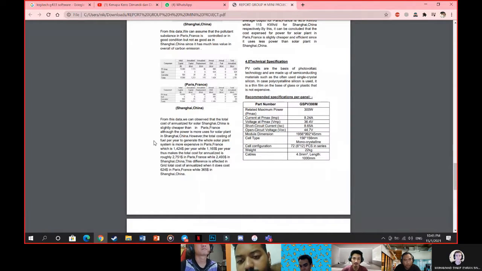However, the total fuel cost per year to run the whole solar plant system is more expensive in France, which is $1,424 per year, while in China it is just $1,165 per year. Thus, the total annualized cost is roughly $2,751 in France, while it is $2,493 in China. This difference is affected by the great total annualized cost, which is $624 in France while $365 in China.